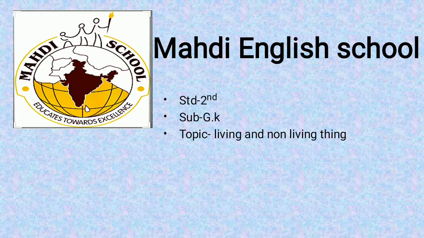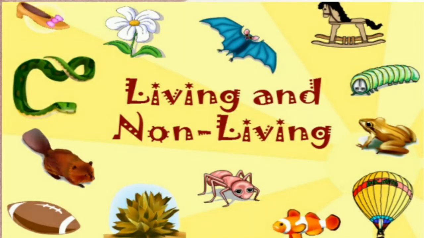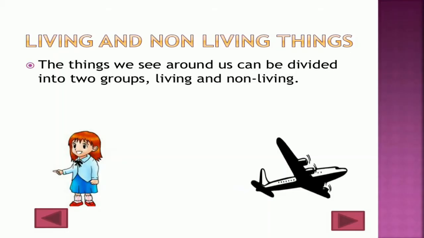Students, today we are going to learn GK and our topic is living and non-living things. Here we can see various types of photographs. Living and non-living things: the things we see around us can be divided into two groups, living and non-living things.